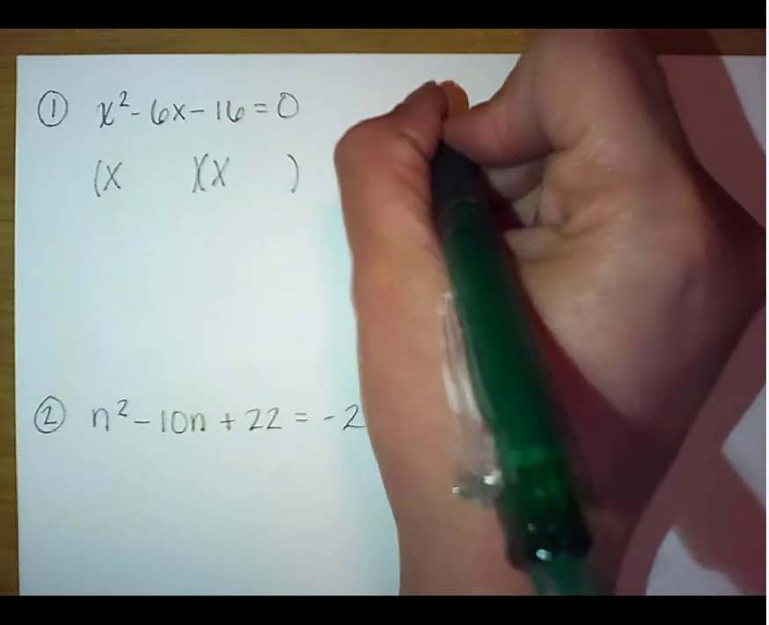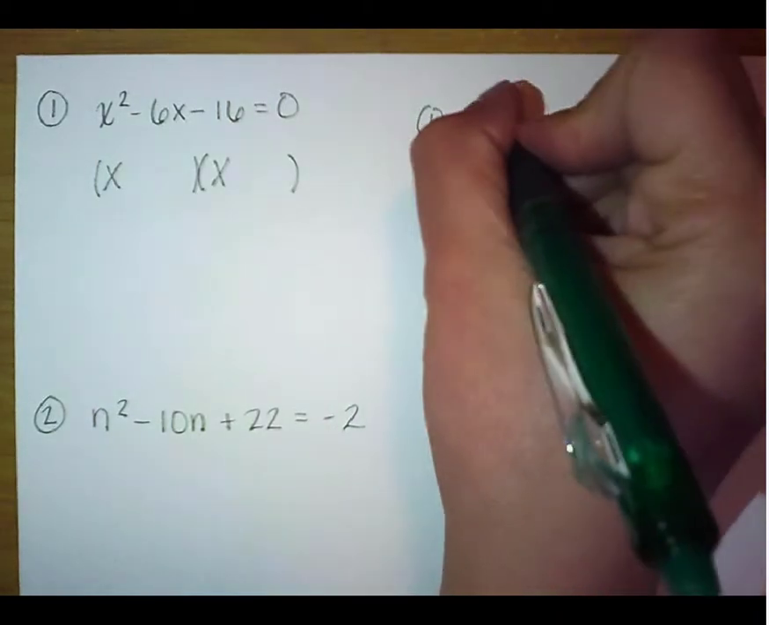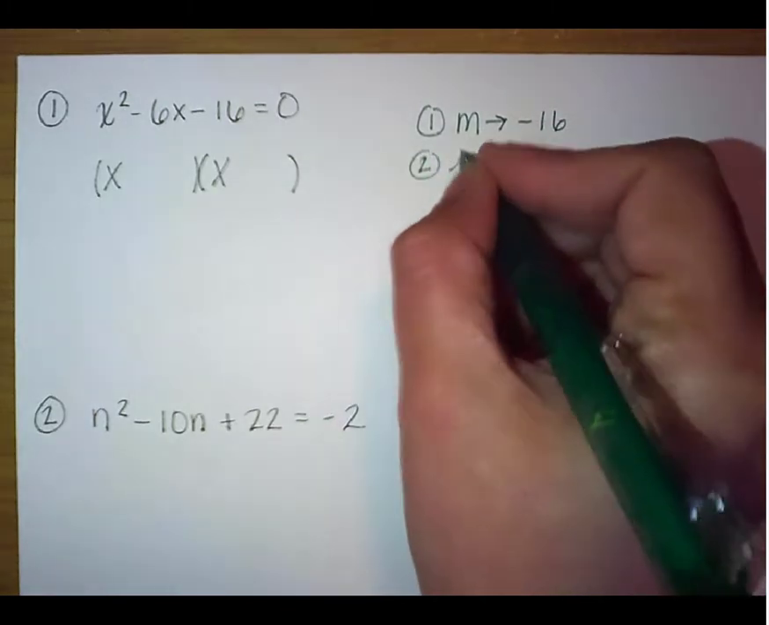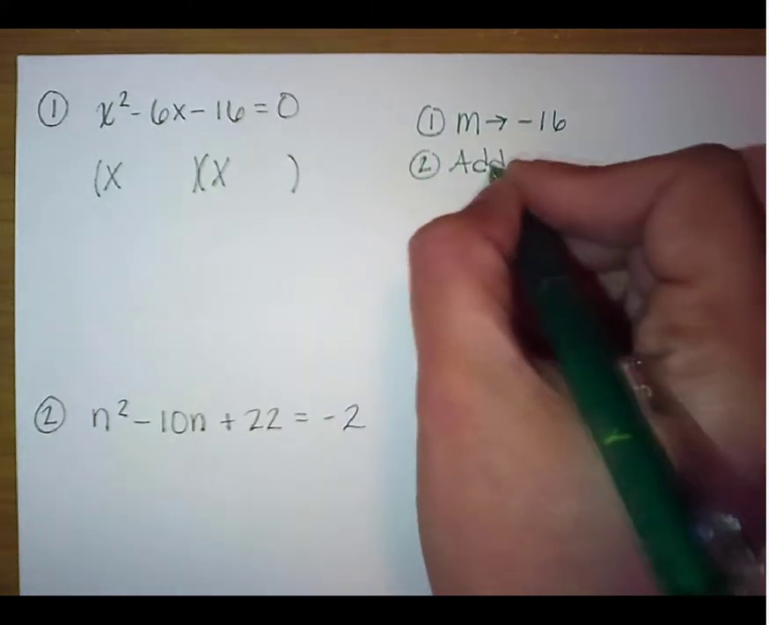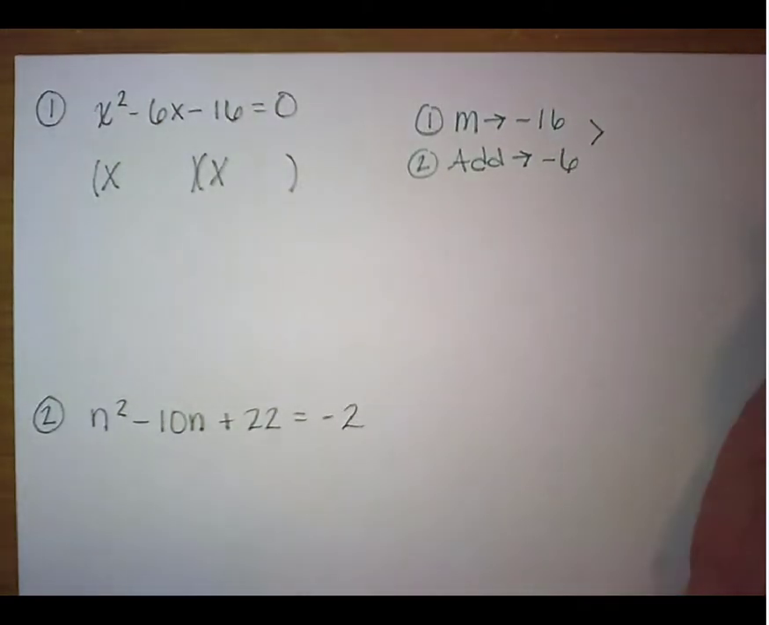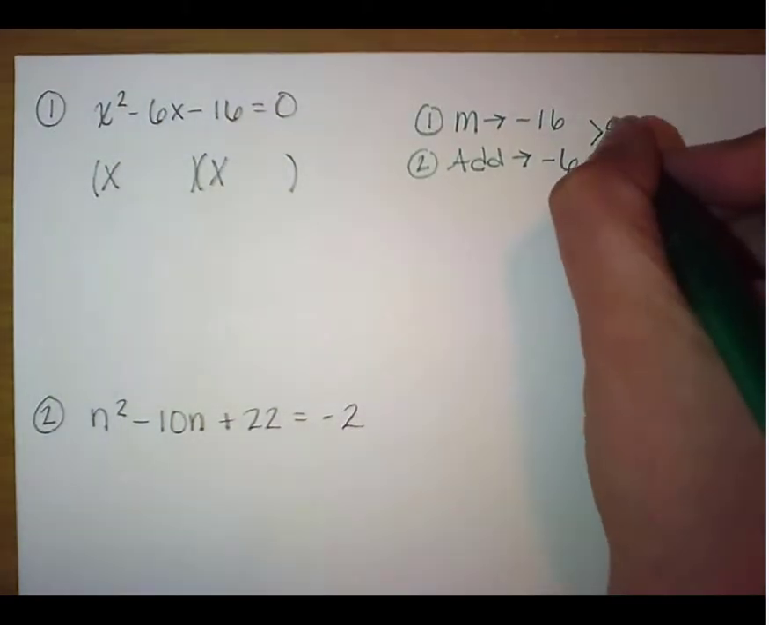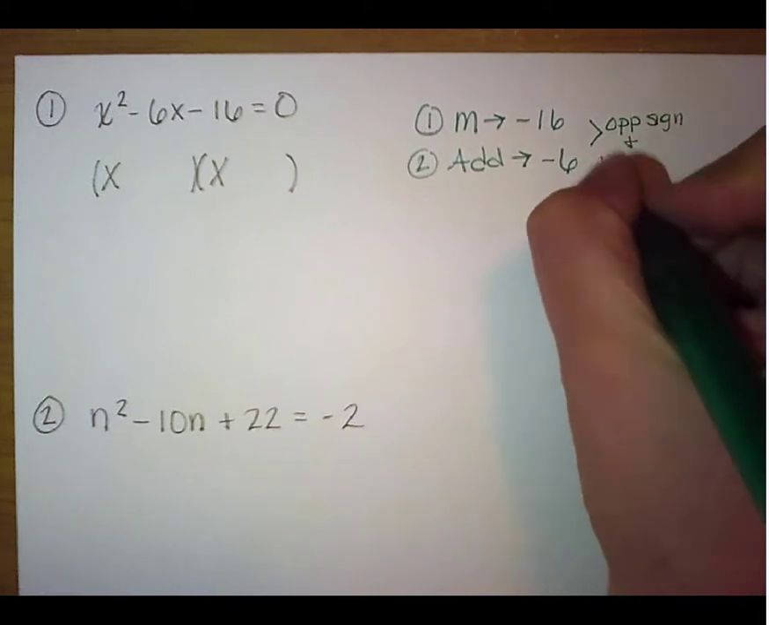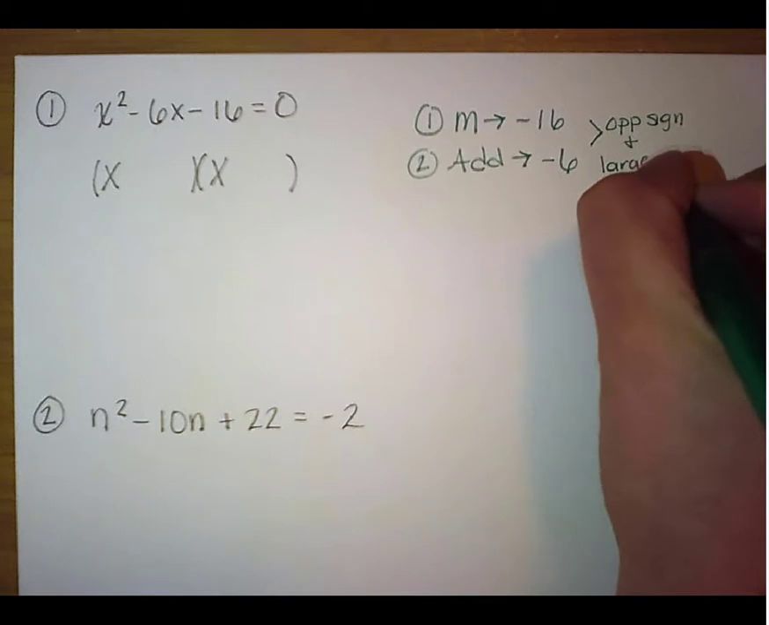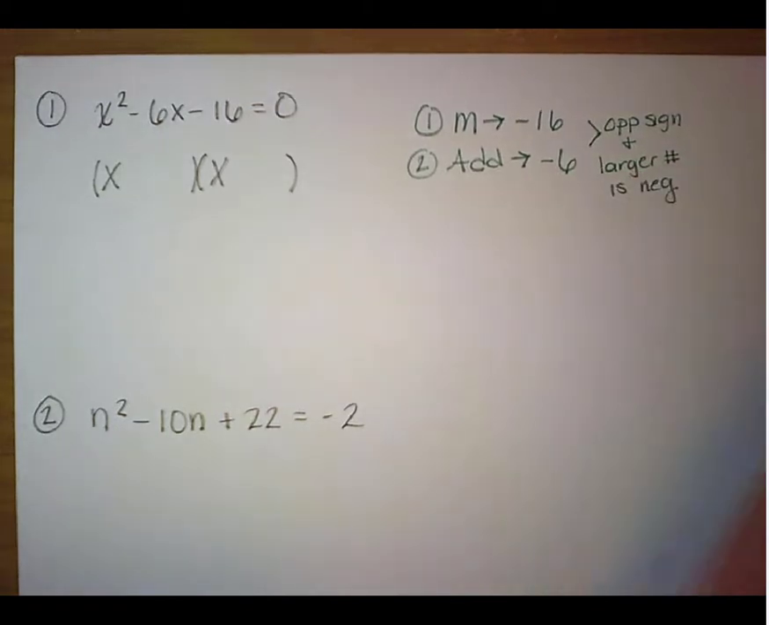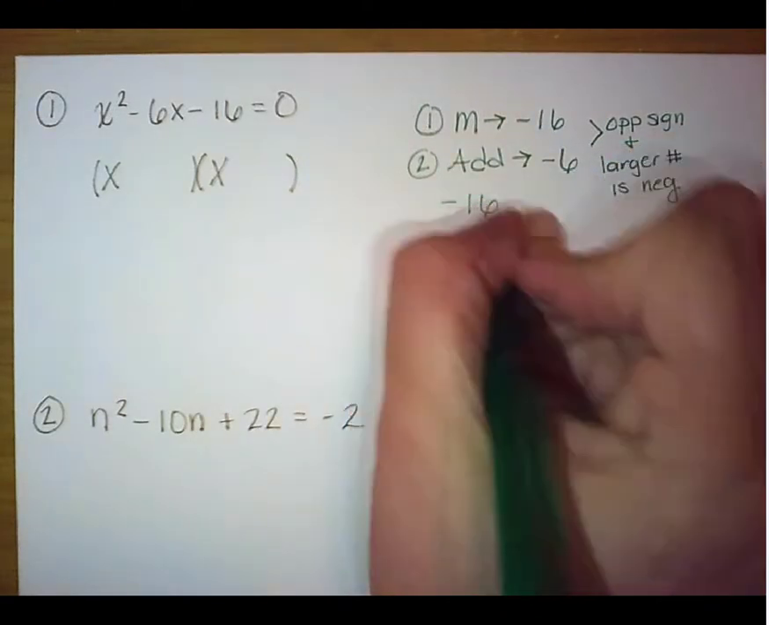Again, we need two numbers that multiply to a negative 16. The second thing they need to do is add to a negative 6. Again, with this combination of signs, we know they're going to be opposite signs, and that the larger number is negative.